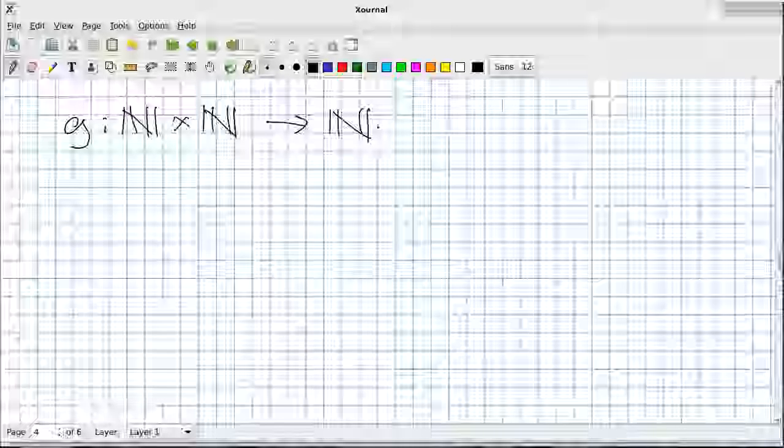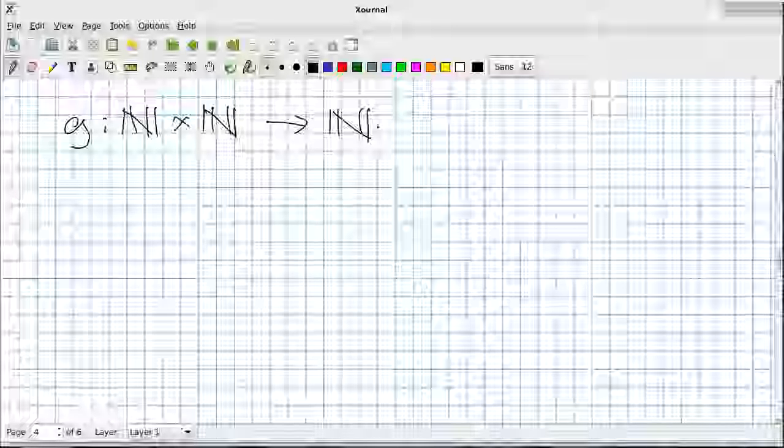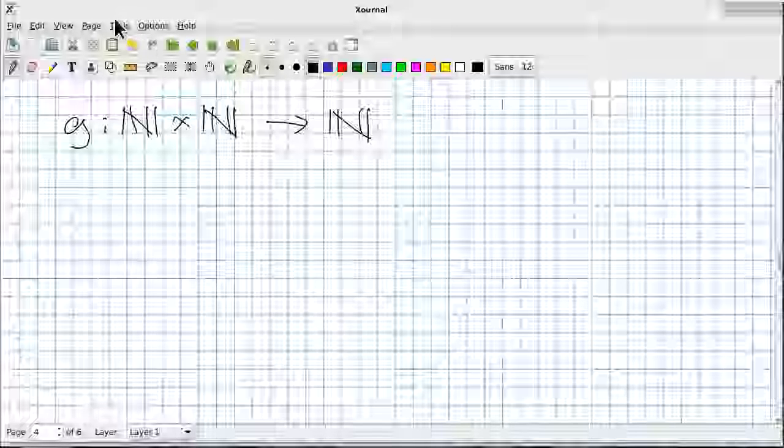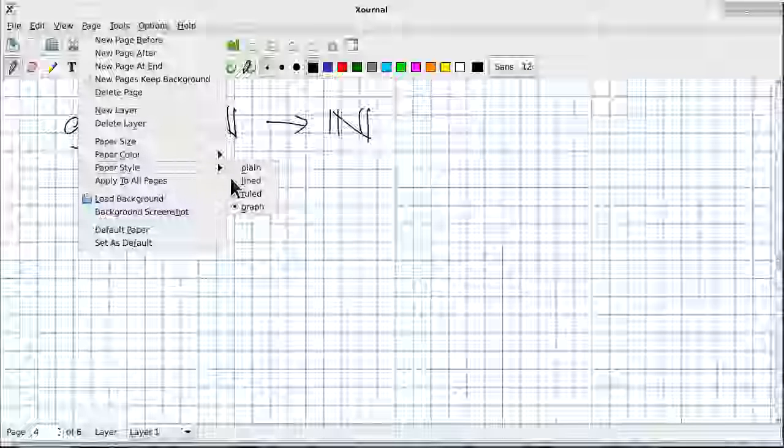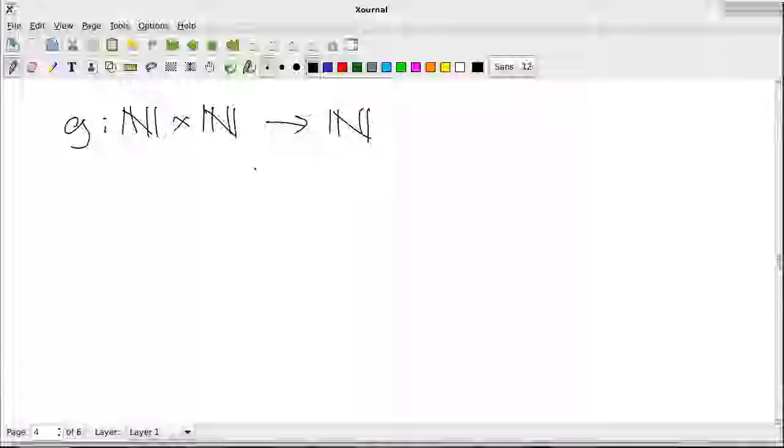Hmm? It's an N. Oh, it's because of the grid that's interfering. I can get rid of the grid. Go to page, change paper style to plain. There we go. Better? Okay. It's better than a piece of paper because I can change the background.